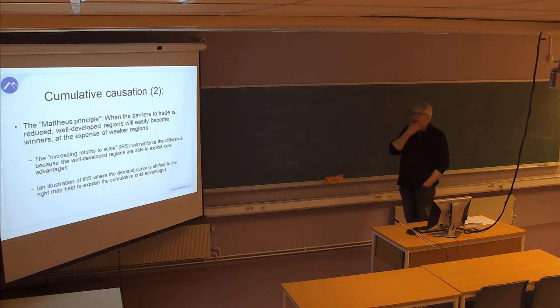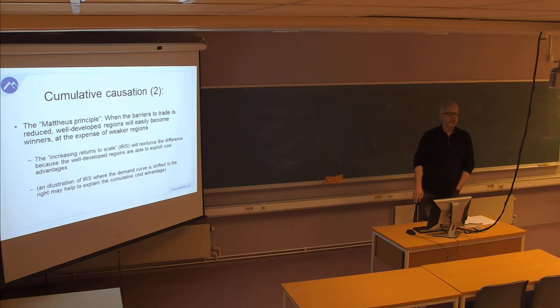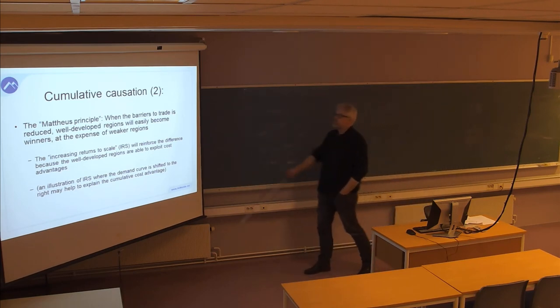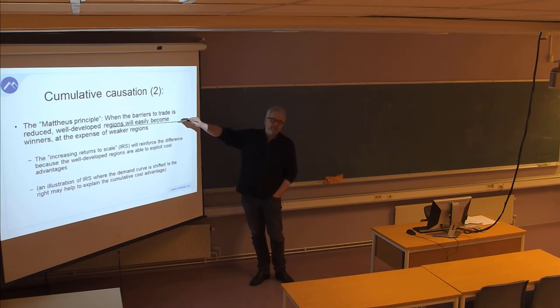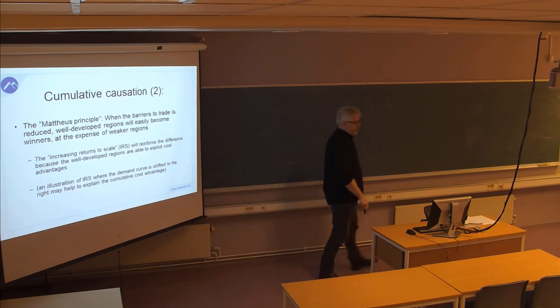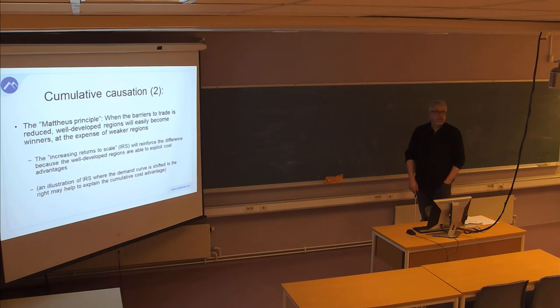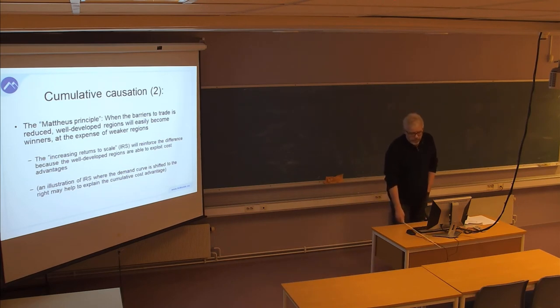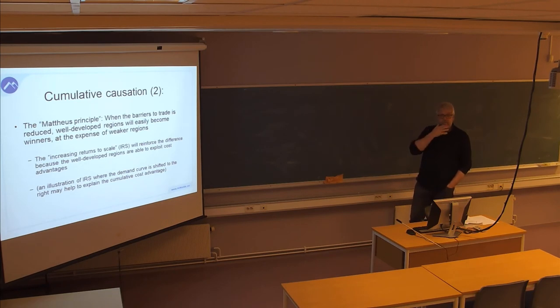So we can apply this from the Bible, the Matthew principle. Those who have shall be given, and those who have nothing, everything should be taken away. Okay? So when the barriers to trade are reduced, and if you don't have the balance between regions, if you don't have the stabilizers in place, well-developed regions will easily become winners at the expense of weaker regions. It's a story about the trade between Africa and Europe some 100 years back, and I'm afraid that this history can repeat itself, but perhaps not with Europe, but with China as the main wealthy part in this trade dyad between a poor country and a rich and wealthy country.